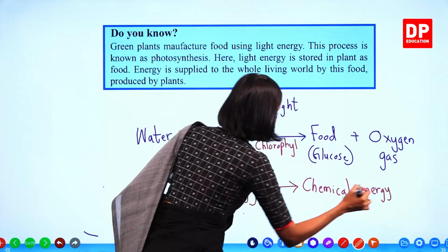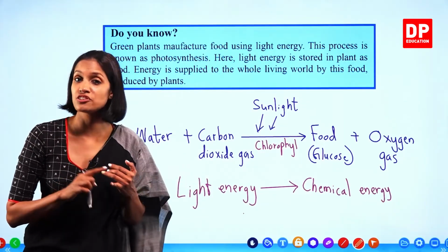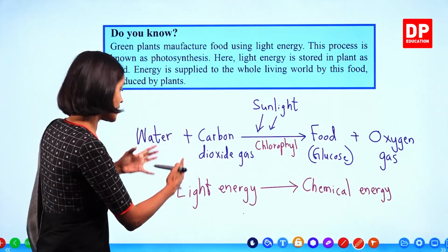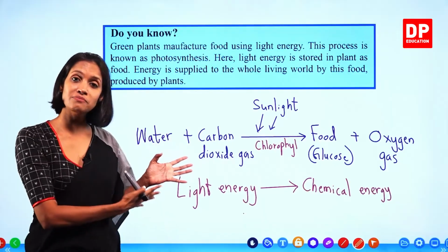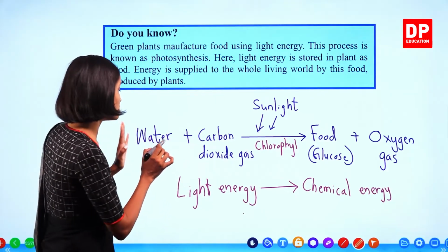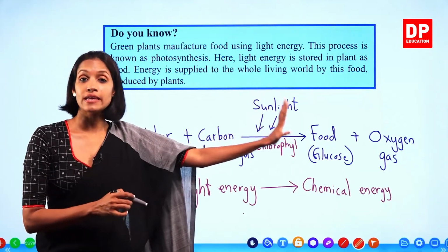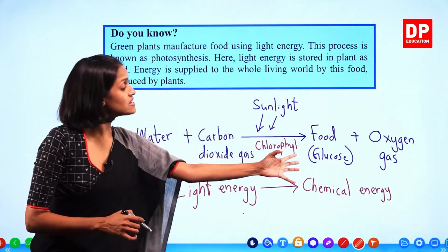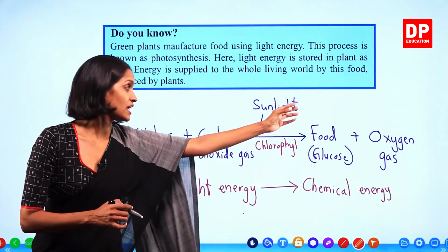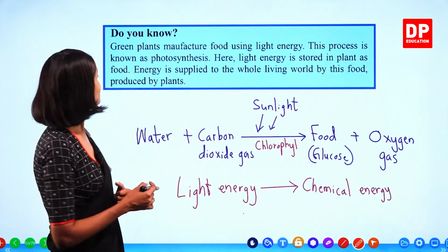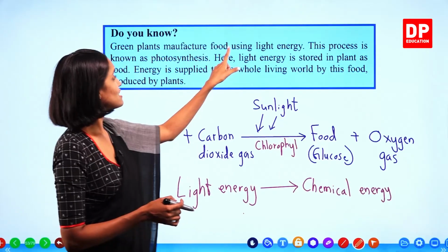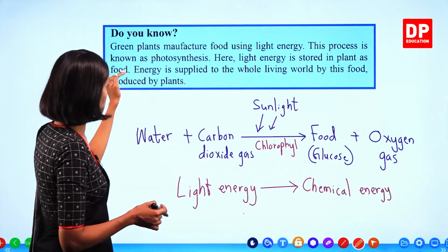So when you consider photosynthesis, what energy transformation takes place? Light energy. So the light is provided by the sun, right? Therefore, light energy or sunlight is converted to chemical energy. Where is this chemical energy present? In food. Right, children? So here light energy is stored in plants as food.